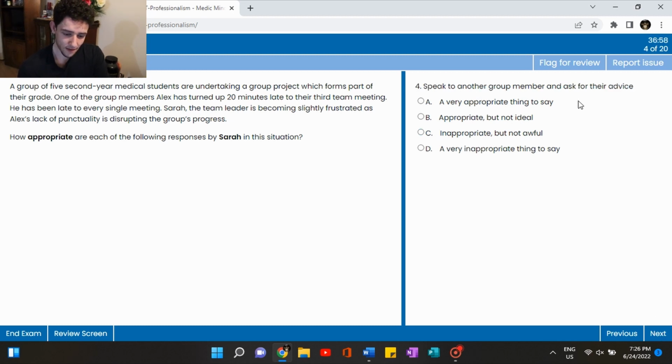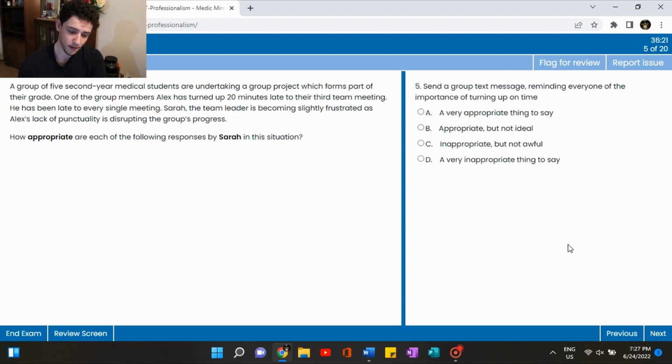Okay, so this one is speak to other group members and ask for their advice. Asking for advice is often a good idea. But at the same time, I might go with B in this one because, yeah, asking for advice is good, but by bringing it up with other people in the group, you might be isolating Alex as a result. So it's appropriate to seek advice, but it's not ideal because you might make Alex feel uncomfortable. So we'll go with that.